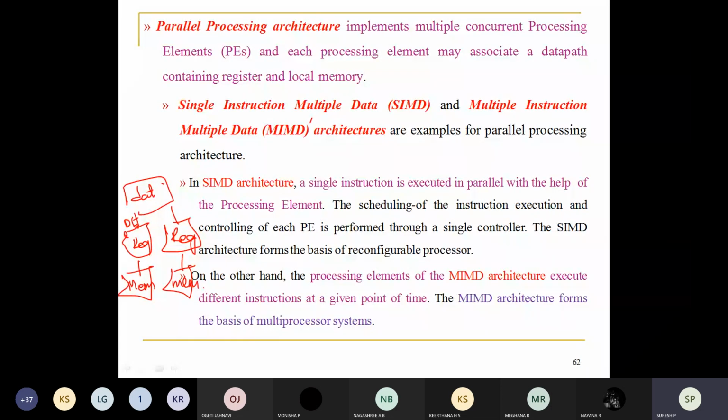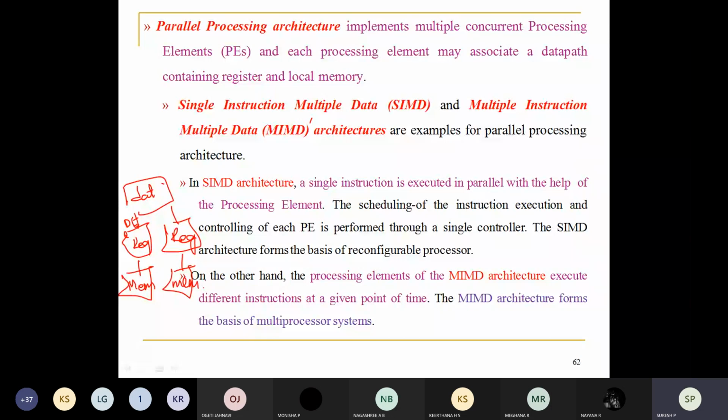So you are going to have a single instruction here operating on multiple data: single instruction, multiple data. A single instruction is executed in parallel with the help of the processing elements. Now how will the scheduling be done? The scheduling of the instruction will be performed by a single controller, and a single processing element will be there.